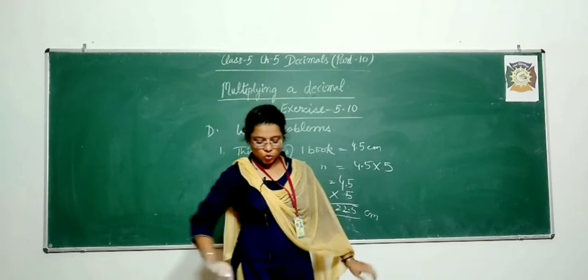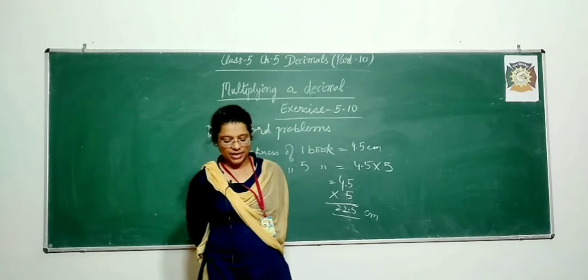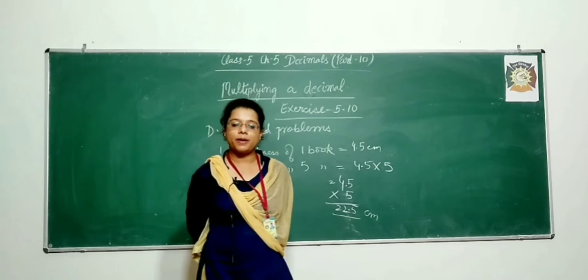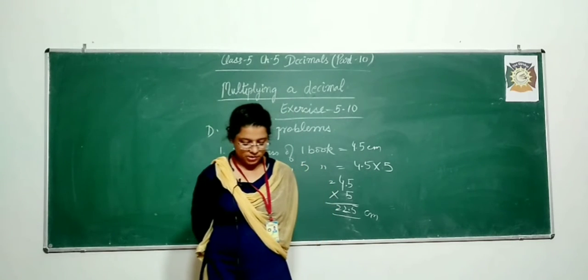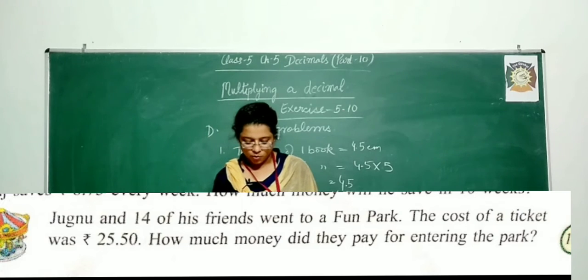Next is Suraj saves 8.75 every week. How much money will he save in 10 weeks? So you will simply multiply 8.75 with 10. Do it yourself.